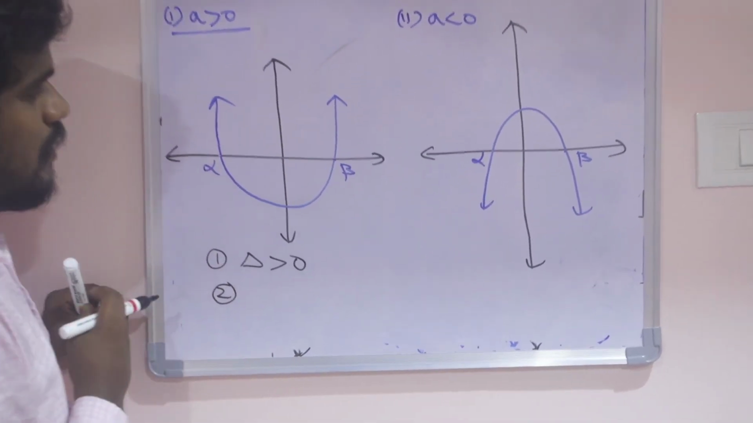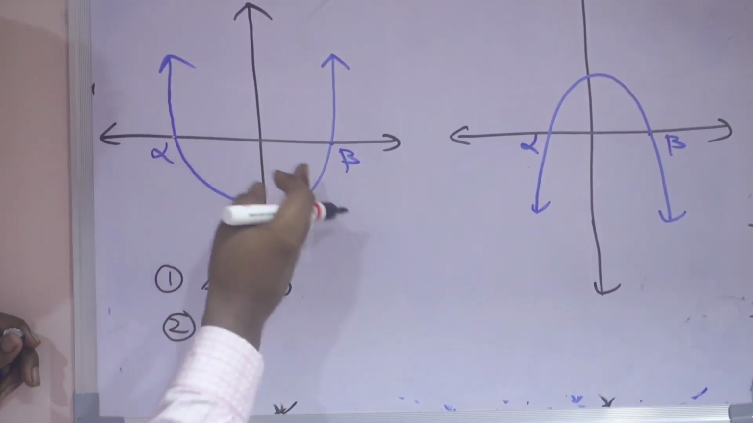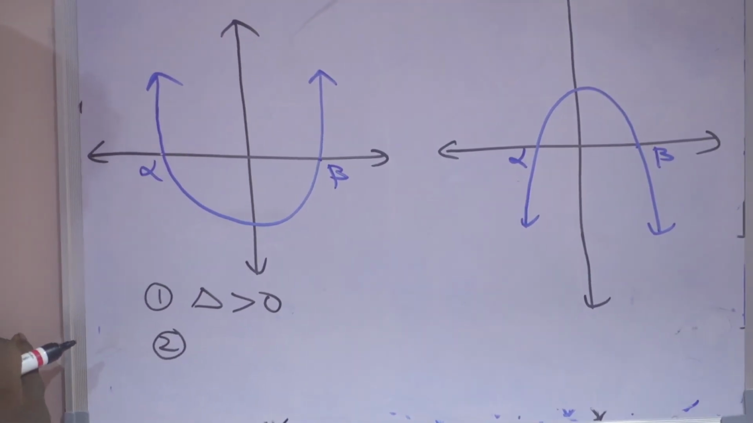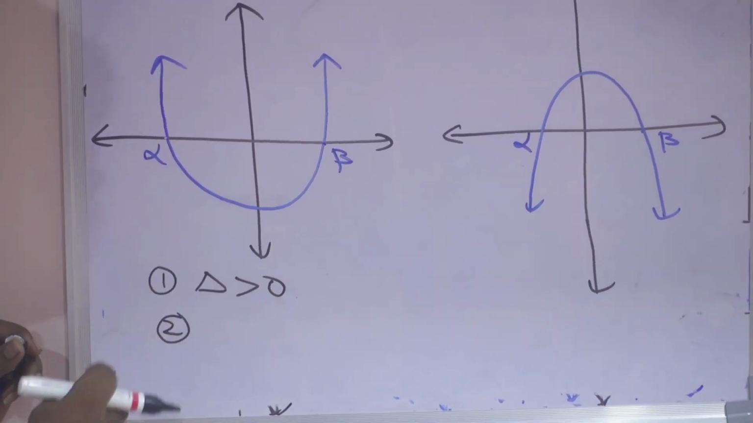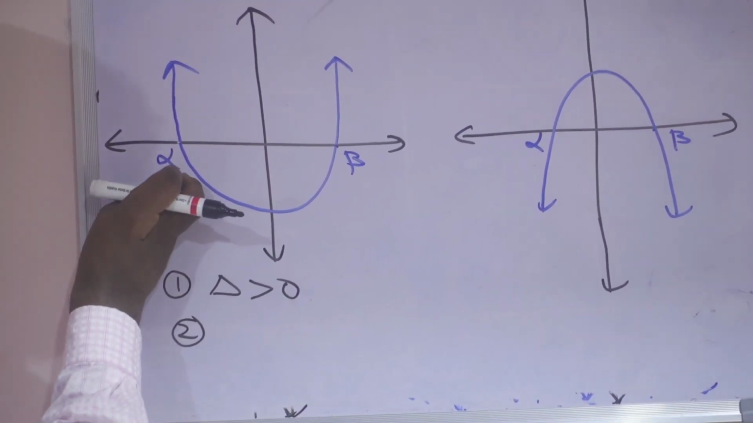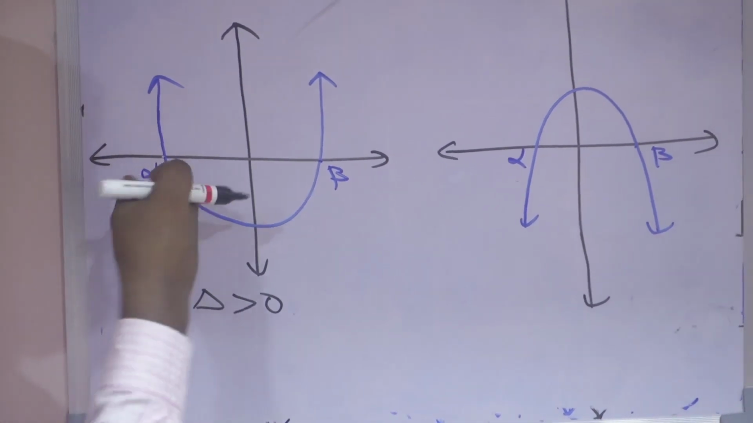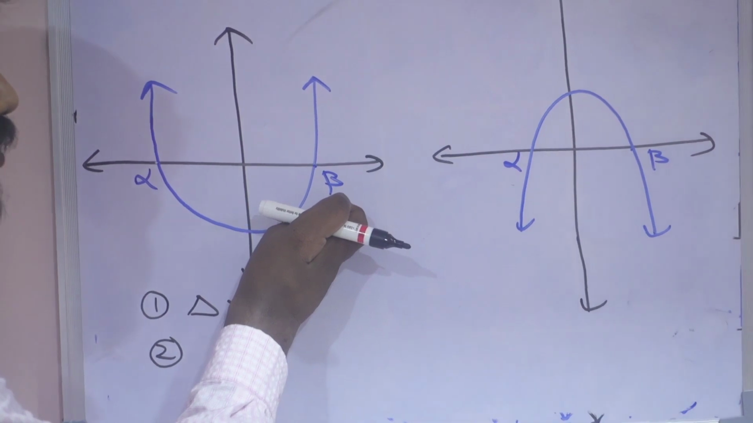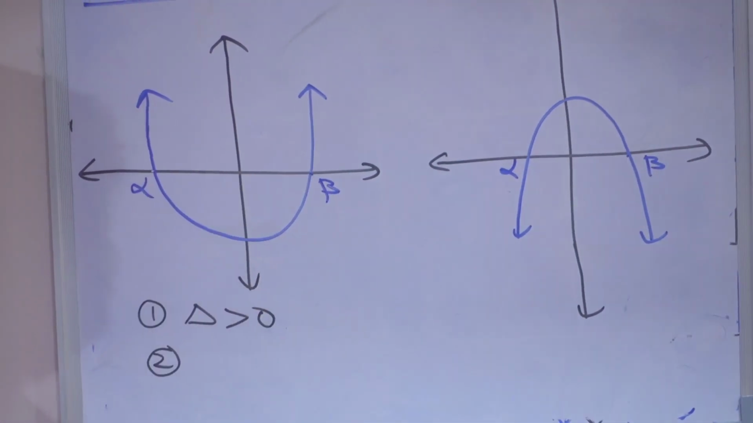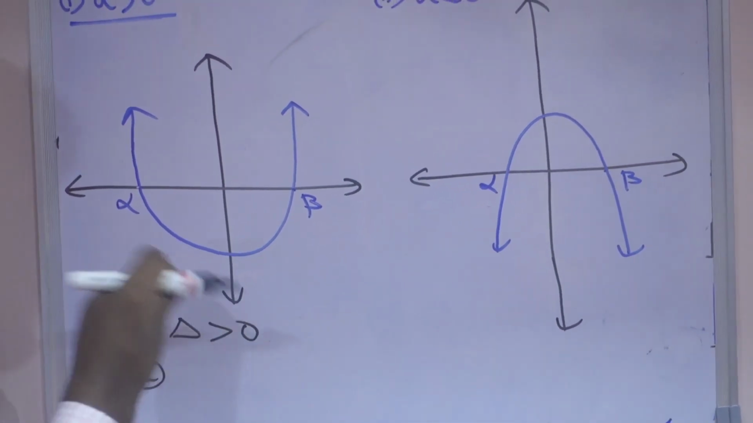And next, the sum of the roots is also not possible here, because we don't know which value is more. Suppose the negative magnitude is more, then we will get a negative value, so the sum of the roots is negative. If the positive magnitude is more, then we will get a positive. So there is no conclusion for SOR.